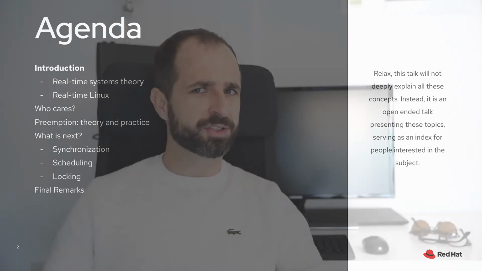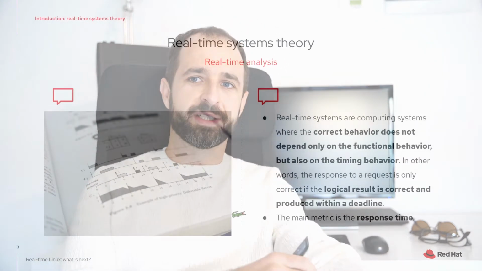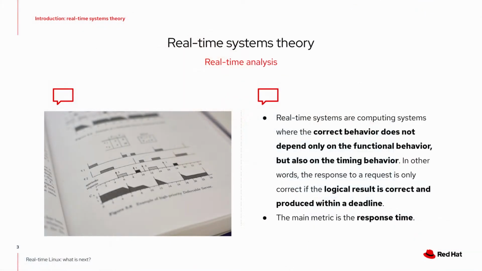Before starting, let's recall a little bit about what real-time systems are. Real-time systems are computing systems where the correct behavior does not depend only on the functional behavior, but also on the timing behavior. In other words, the response time to a request is only correct if the logical result is correct and produced within a given deadline. Generally, the main metric here is the response time of each task.